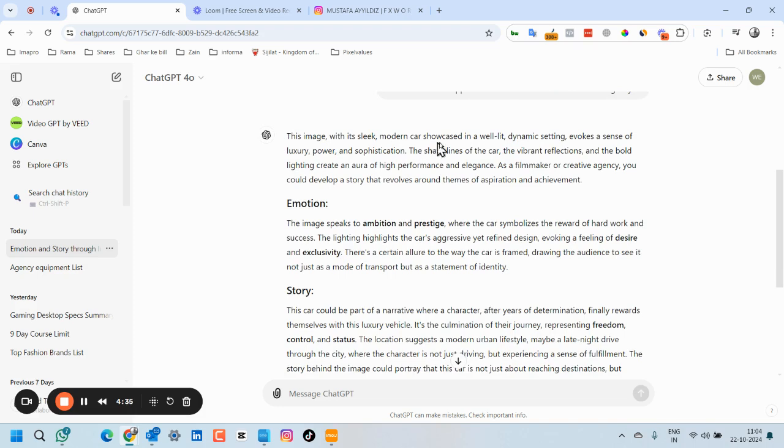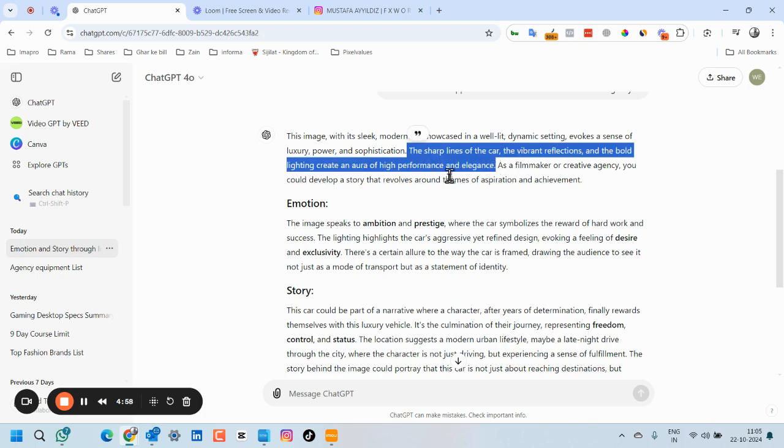This image, its sleek modern car showcase, well lit dynamic setting, evokes the sense of luxury, power, and sophistication. See, this is the emotion which this particular image is portraying and how ChatGPT simplified it. The sharp lines of the car, the vibrant reflections, and the bold lighting create an aura of high performance and elegance. Again, a very powerful statement.